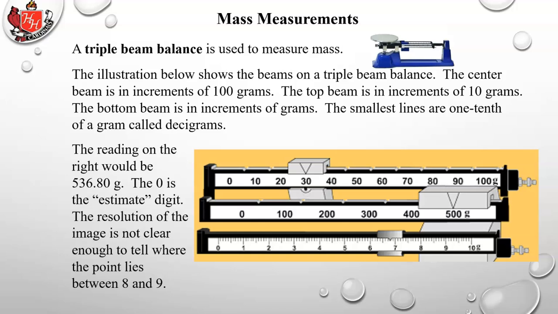The 8th little line past 6. But maybe you think it's a little after or a little before the 8, so you need that additional guess digit, estimate digit. I think it's right on the 8, so it's 536.80. The 0 is the estimate digit. The resolution of the image is not clear enough to tell where that point lies between 8 and 9.